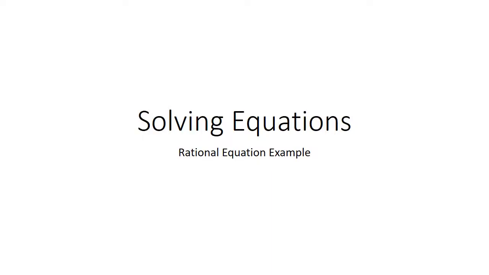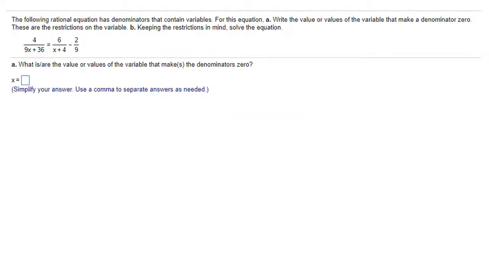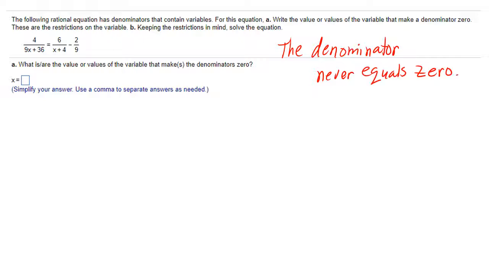Let's talk about solving equations where you have a rational equation. A rational equation is an equation in which there's an x value in the denominator. If this is the case, you must always keep in mind the denominator should never equal 0. The reason for that is because if you have a 0 denominator, then your equation is undefined.